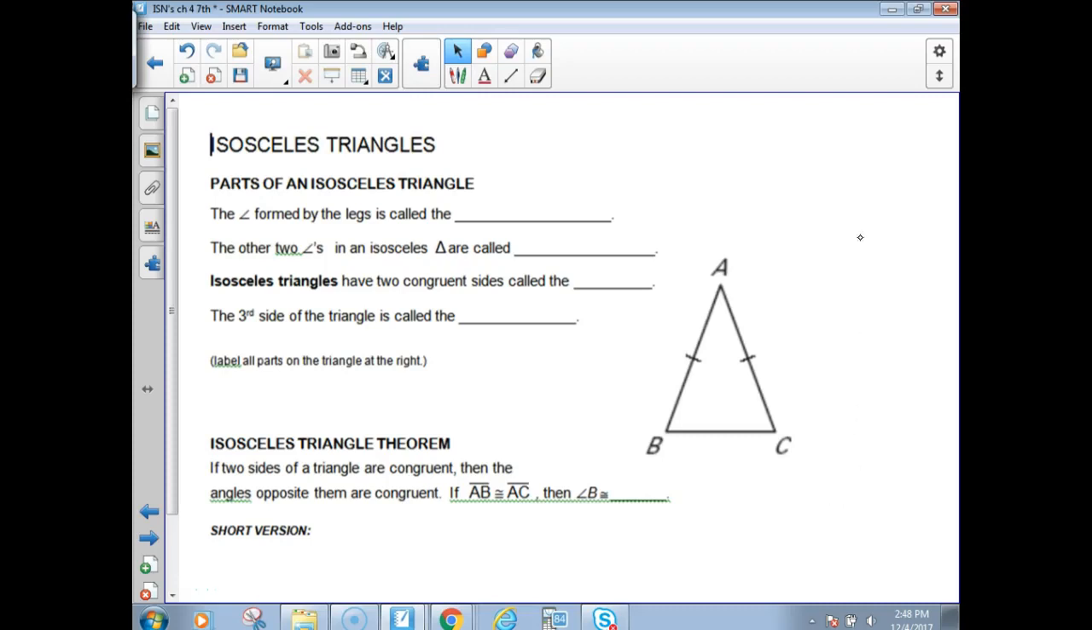All right, we're going to start on page 9 of the ISN and finish it up today. Isosceles triangles, we did discuss at some points, but we're going to talk a little more in depth about them now. Parts of an isosceles triangle.